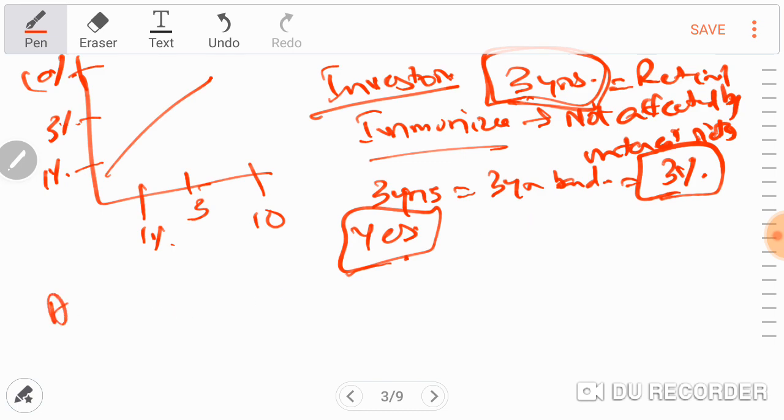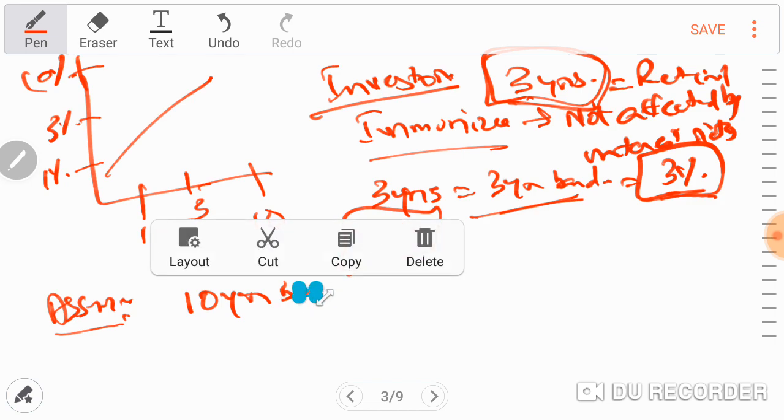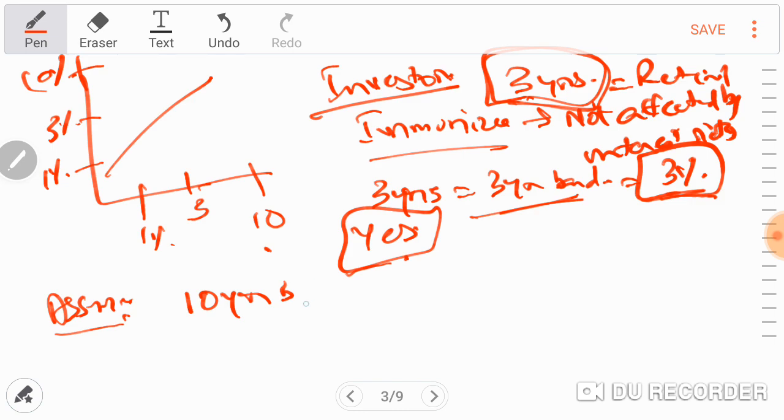So let's assume that instead of buying a 3-year bond paying 3%, he actually goes and buys a 10-year bond which pays him 10%. Is that possible? Sure, that's possible. Now what's going to happen?